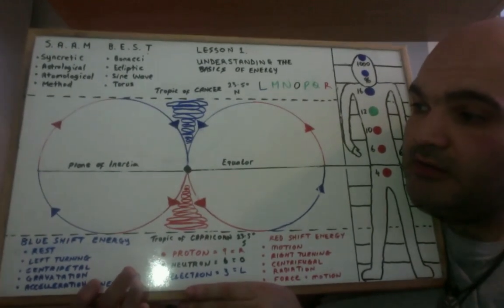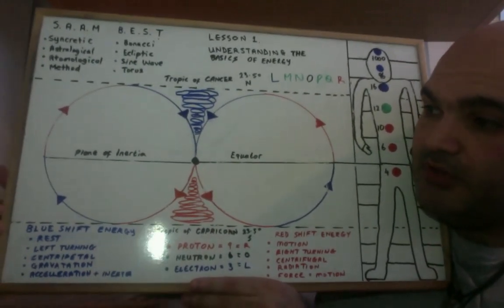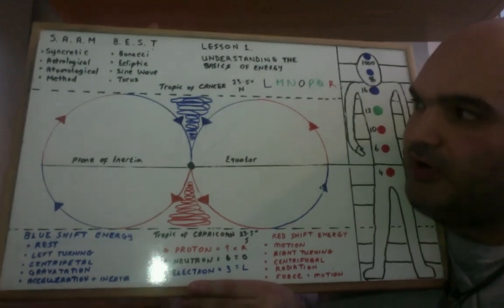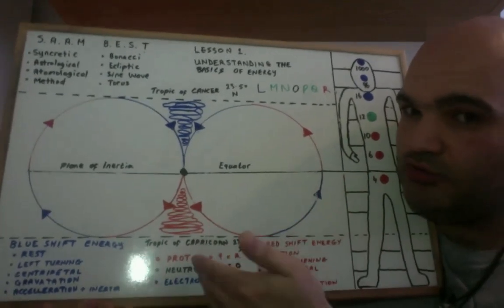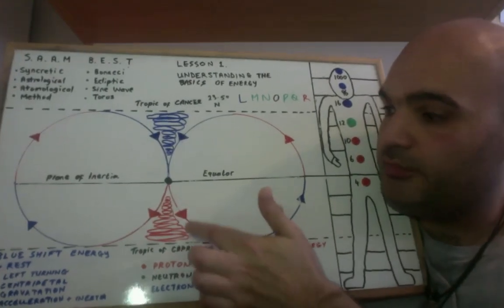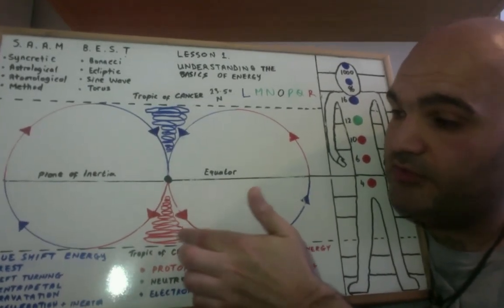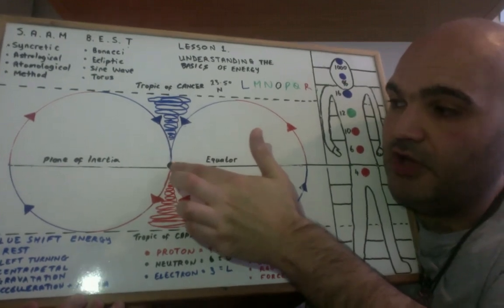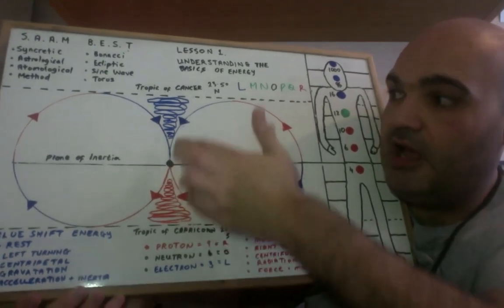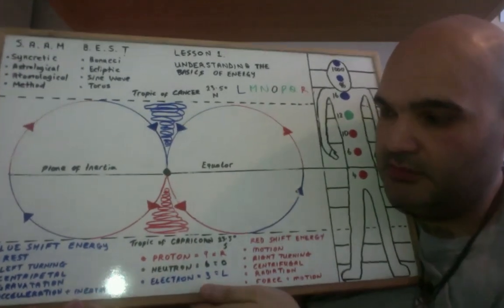Sorry, before I go on to the main bullet points: in the atom, you have the proton, neutron, and electron. The proton would be the red energy, the neutron would be this dielectric point in the middle, and the electron would be the blue energy.